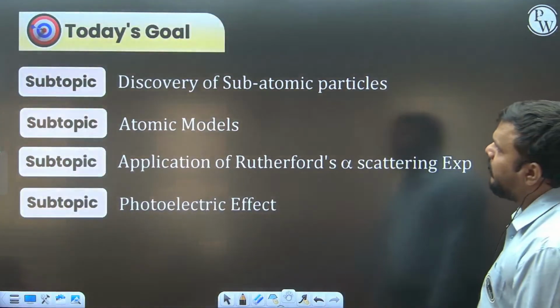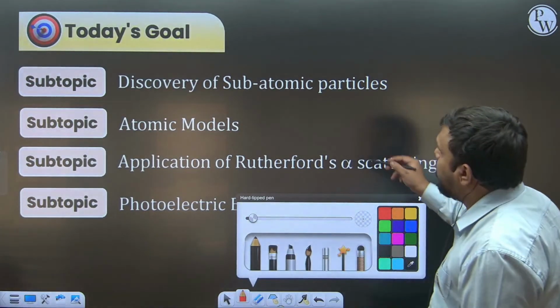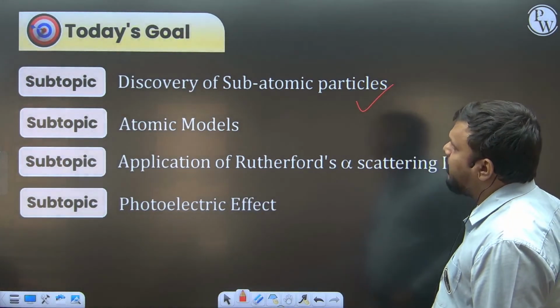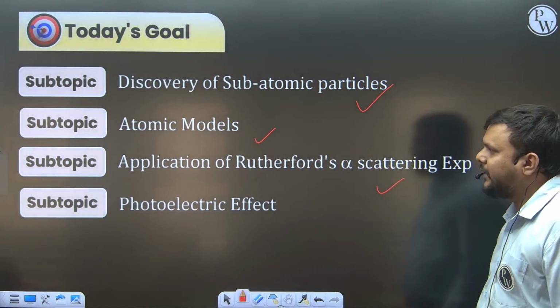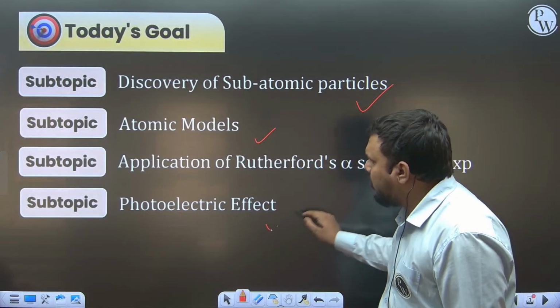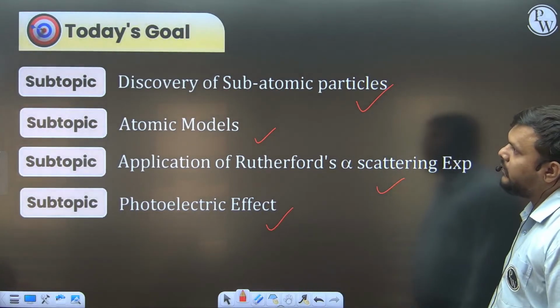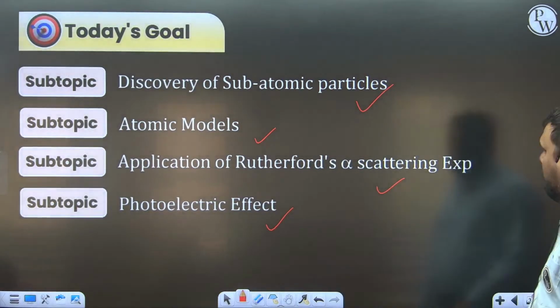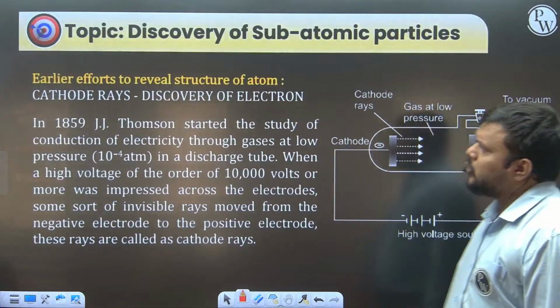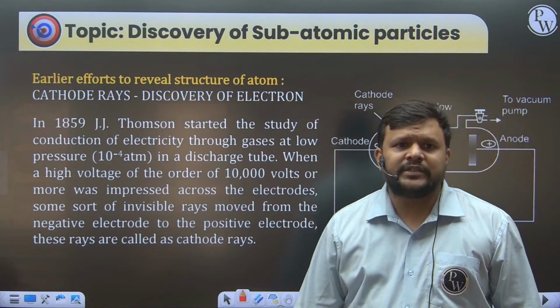We will be covering all these subsections over here. You can see we will be having discovery of subatomic particles, atomic models, application of Rutherford's alpha scattering experiment, and the photoelectric effect. So let us continue and have our subtopics one by one. The first subtopic is discovery of subatomic particles. Dear students, it is a very interesting discovery which happened.